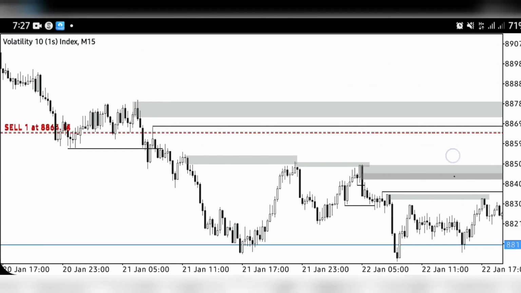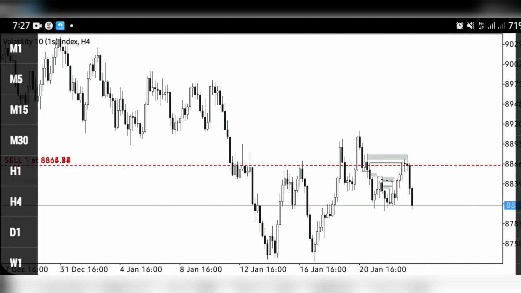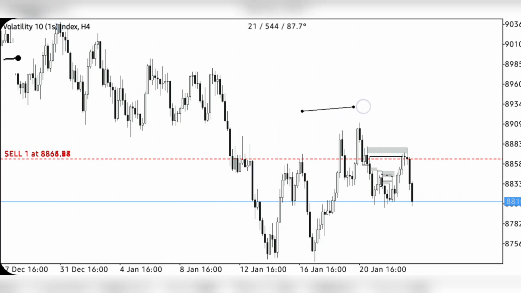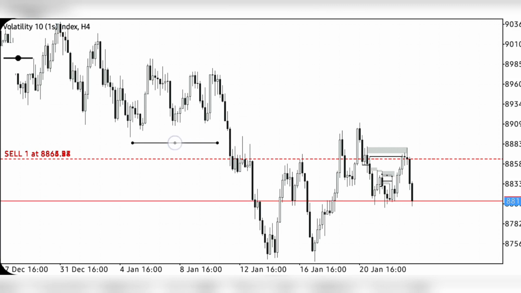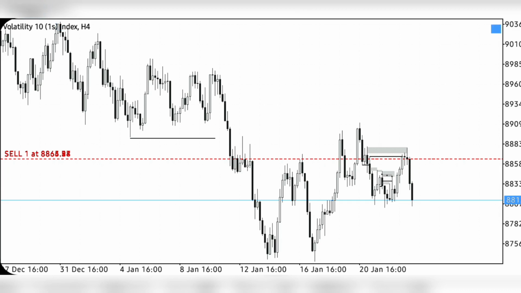So on the 4 hours time frame, let's just start from there. We had a break of structure to the downside. This was our last break of structure. This particular movement did not enter into our internal structure.